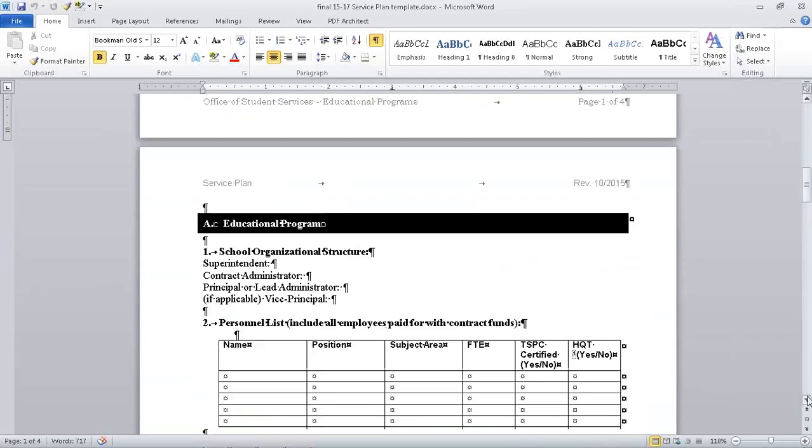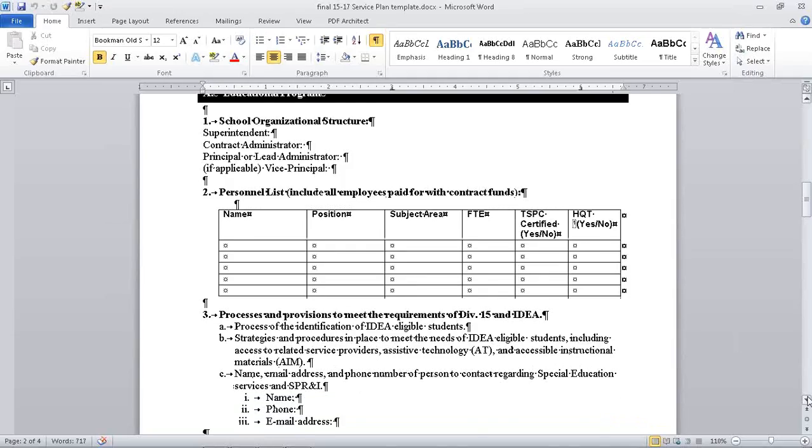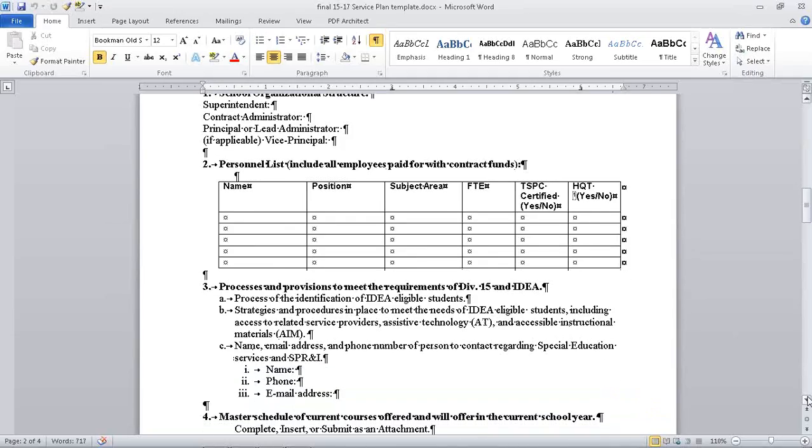That's the first sheet. And then the second is the organizational structure, like your superintendent, contract administrator, principal, and so forth. And if you have a vice principal, if applicable, because I know some sites do have. Now, the personnel list, we're asking for the name, position, subject area, FTE, TSPCA, and HQ, and so forth. For instance, one of the reasons why we're asking for number 2, if you're for long-term care treatment, if you said you had 8 classrooms, we're expected to see 8 teachers listed down.